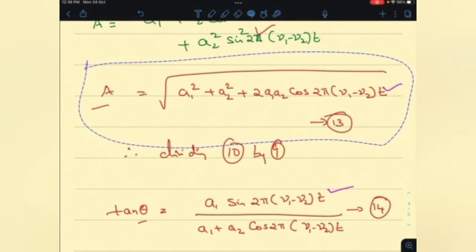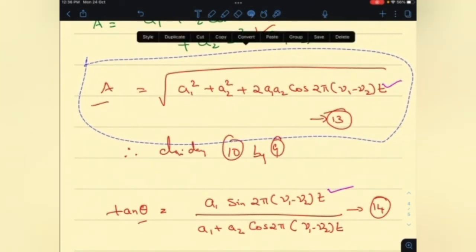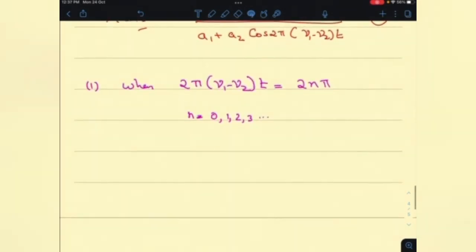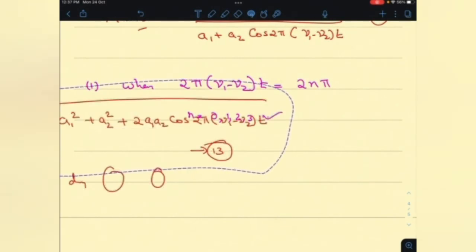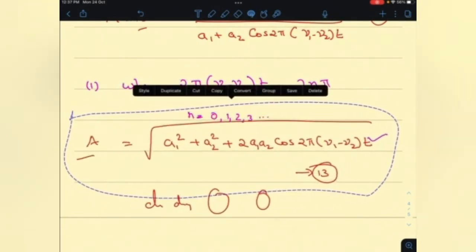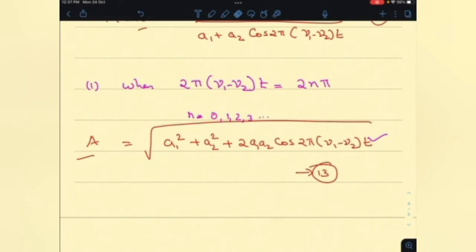So now I am going to substitute 2π(ν1 − ν2)t as 2nπ, so that my A will be equal to the root of A1² + A2² + 2A1A2 cos of 2π n into t.